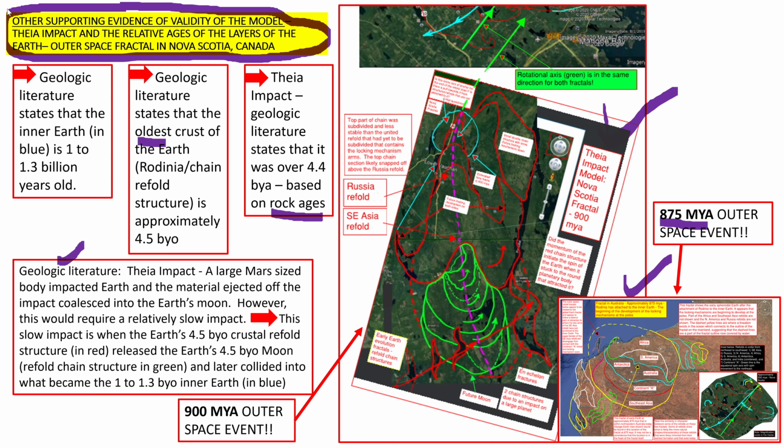Okay, text box here, geologic literature, the Theta impact. A large Mars-sized body impacted Earth, and the material ejected off the impact coalesced into the Earth's moon. However, this would require a relatively slow impact. So, according to my model, this slow impact is when Earth's 4.5 billion year old crustal refold structure in red released the Earth's 4.5 billion year old moon refold chain structure in green, and later collided, the actual collision here, into what became the 1 to 1.3 billion year old inner Earth, which I showed in blue.